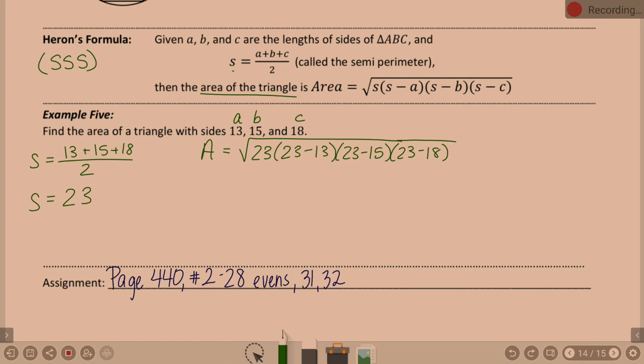Okay, I think I did some basic pieces here. So I'm going to have the square root of 23 times 10 times 8 times 5, or the square root of 9,200, if you will. For my final answer, again, I have a whole number answer. I know it's a rounded answer. 96.